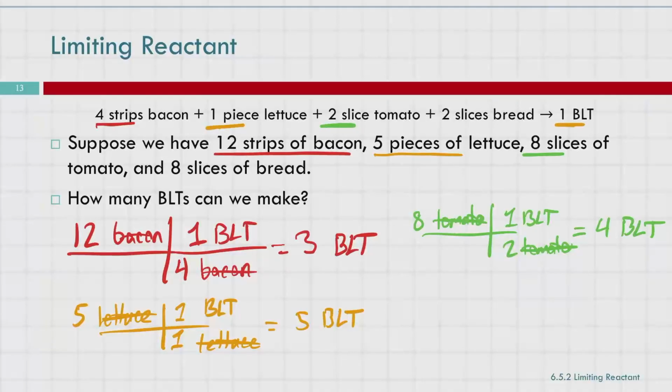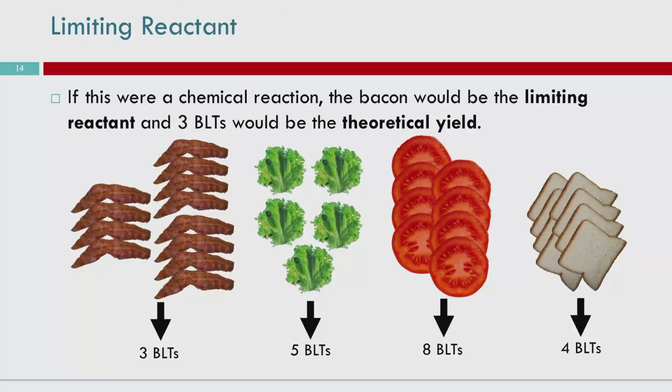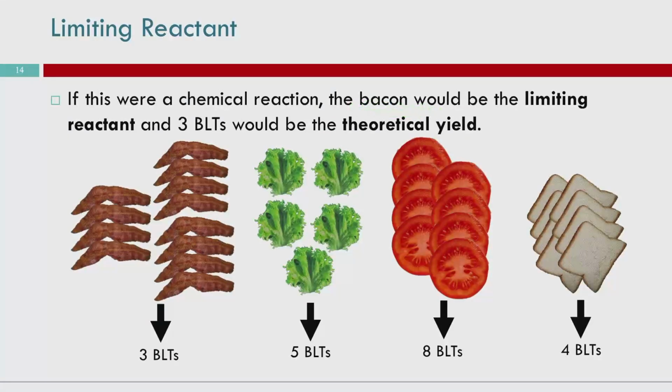And then the last thing to check would be our bread. We can see that with 8 slices of bread, 2 slices of bread put in, it would be the same situation as our tomato. We would have 4 BLTs that we can make with our bread. So we've got enough bread, we've got enough lettuce, we've got enough tomato that we could make more BLTs, but again, our bacon is running out. We just don't have enough bacon. So if this was a chemical reaction and each of our ingredients were reactants, then our bacon is what we would call our limiting reactant.